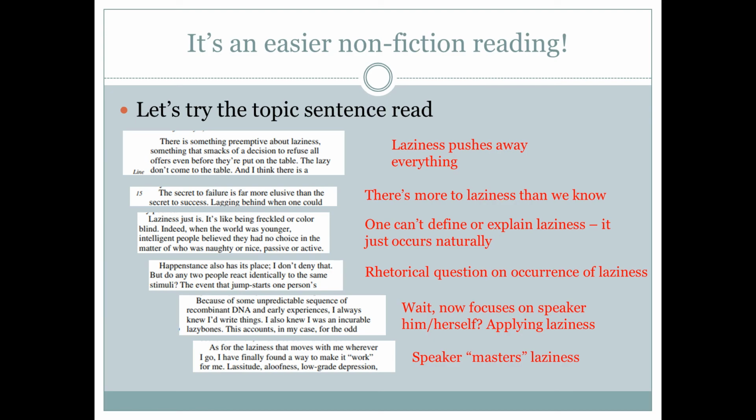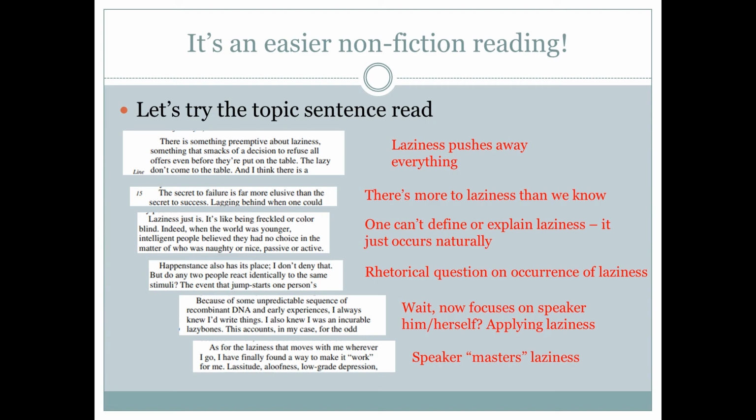Next paragraph: "Happenstance also has its place. I don't deny that, but do any two people react identically to the same stimuli?" Which is a good question, right? It seems like the author now is talking about the rhetorical situation where, and I'm assuming still laziness, assuming you haven't read the entire piece in its fullness, if a lazy person, for example, or any person is given the same stimuli, like the same sort of push, will they react the same? And probably not, just knowing how people are diverse in this way. So the author asks a rhetorical question that refers back to laziness. If two people pushed the same way don't react the same way, the laziness must be the same in this way, its own way too.